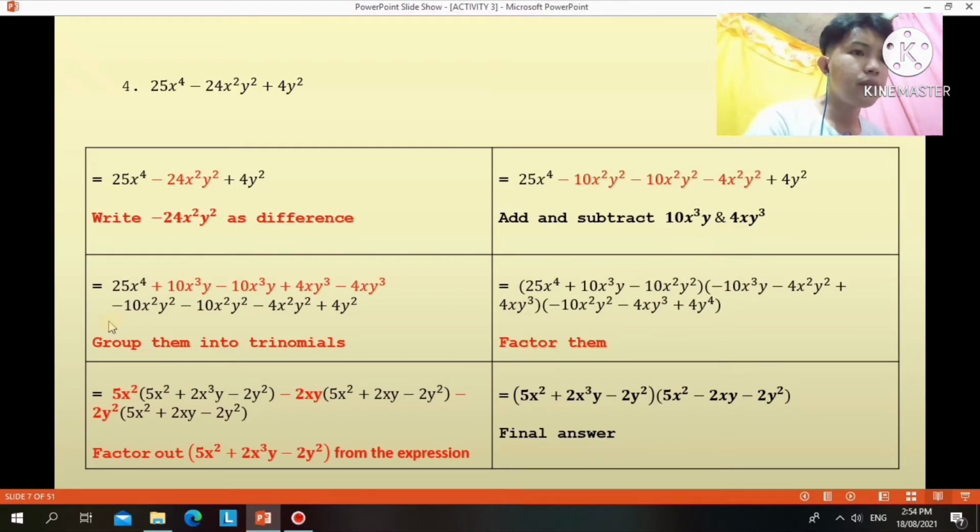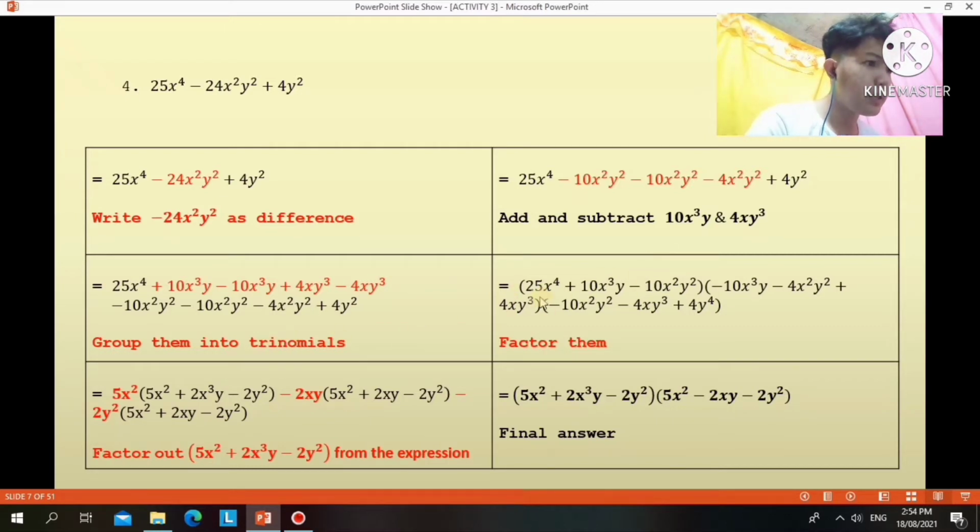So our equation will be 25x raised to 4 plus 10x cubed y minus 10x cubed y plus 4xy cubed minus 4xy cubed minus 10x squared y squared minus 10x squared y squared minus 4x squared y squared plus 4y raised to 4. So then group them into trinomials.